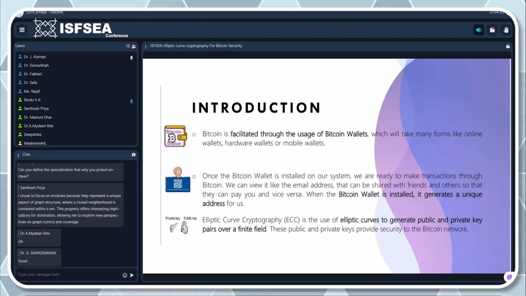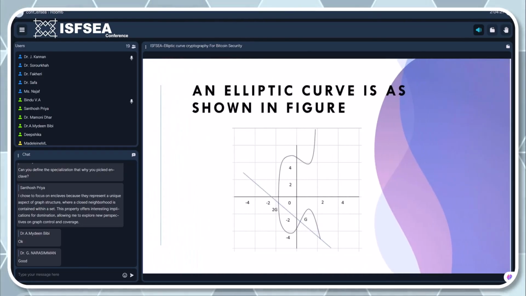Next slide, please. An elliptic curve is shown in the figure. If you draw a line on the elliptic curve, that line will intersect 3 points. And if you add the 2 points, P plus Q, the next point will also be on the elliptic curve. Next one.